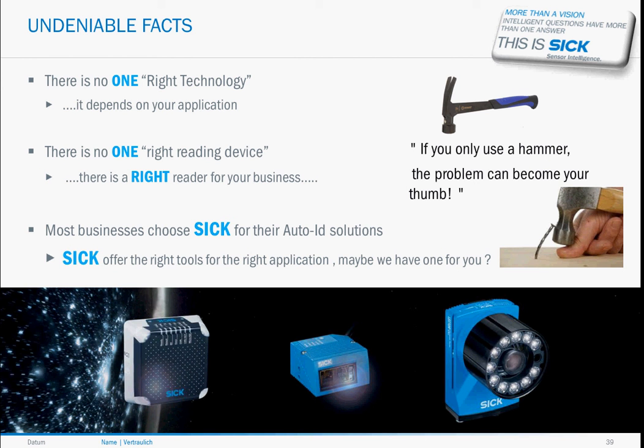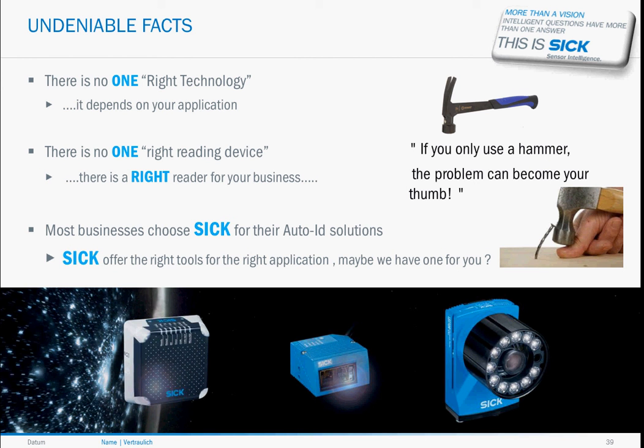There are a few undeniable facts that we need to get across to our customer, and that is there is no single one right technology. There's no silver bullet. It totally depends on the customer's application. And there's no one right reading device, obviously, but there is a right reader for the customer's business. And the important thing is that we don't push a product. We look for a solution to the customer's business problem, not just trying to sell him something to solve the problem he's presented. So we're going to offer either RFID, 2D readers, laser readers or vision to solve his business problem.